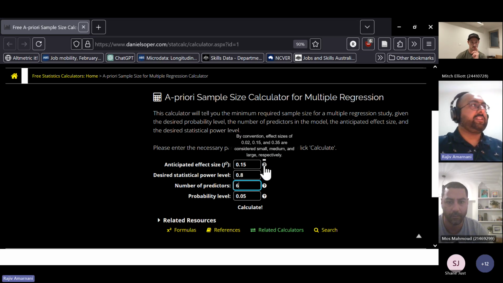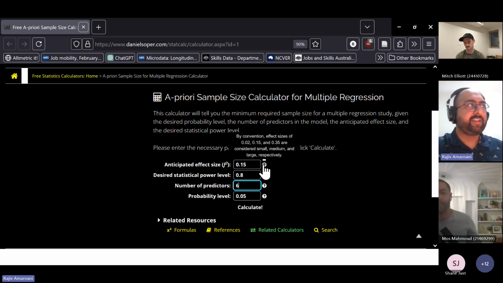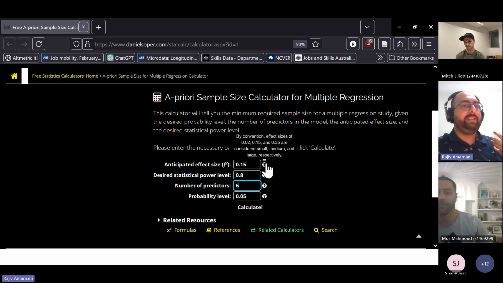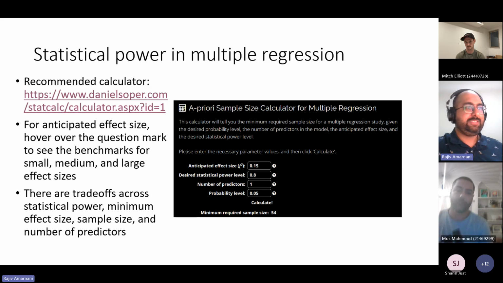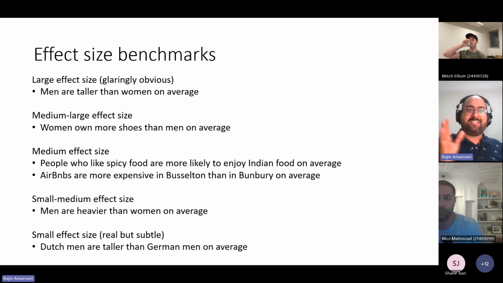How big of an effect are we looking for? Now, when we hover over this question mark, it gives us the conventional eta squared. You don't need to know this, but the conventional numbers for what is a small effect, a medium effect, and a large effect. Let's go through some benchmarks of what that means. So here are examples based on data that are out there of what are quote unquote large, medium, and small effects.